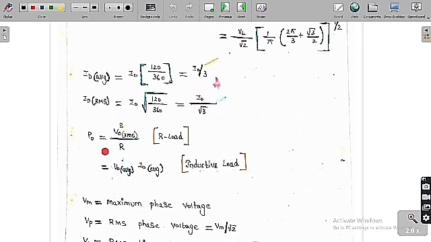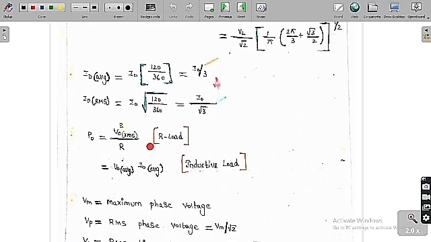Now I want to find the average power absorbed by the load. Suppose it is a resistive load, then it is equal to V0 RMS whole square by R. So this is the average power absorbed by a purely resistive load. But for an inductive load, it is V0 average into I0 average, the average value of the output voltage into the average value of the output current. If you take the product of these two, we get the active power absorbed by an inductive load.